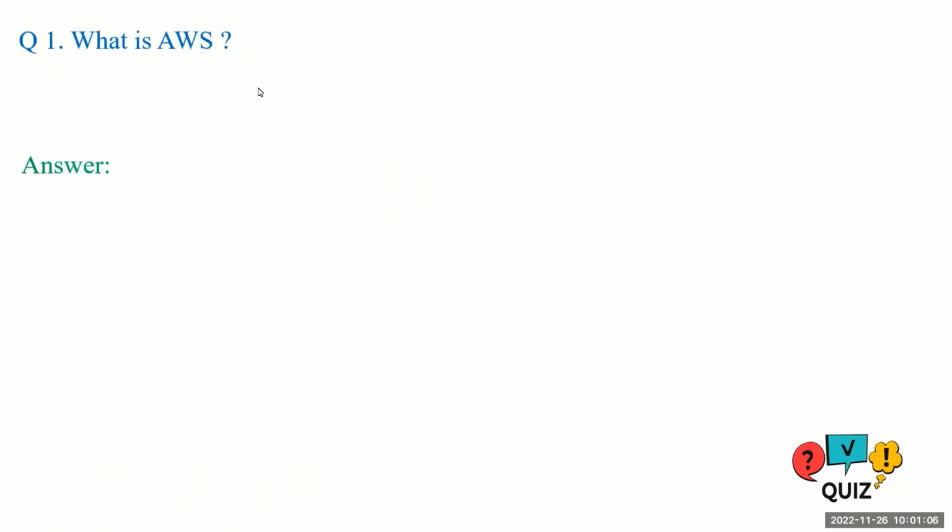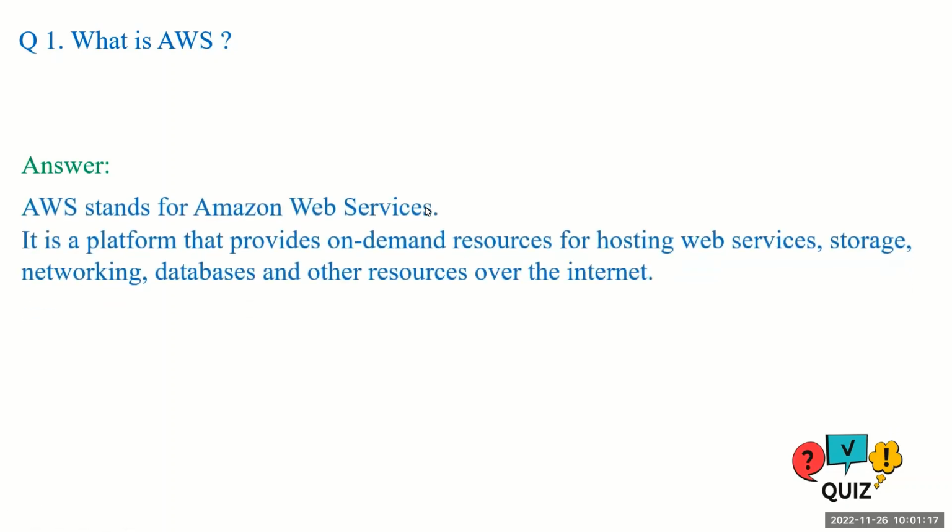So the first one is, what is AWS? Amazon Web Services. Okay, that's good. So the answer is AWS stands for Amazon Web Services. It is a platform that provides on-demand resources for hosting web services, storage, networking, databases, and other resources over the internet. That's good. So we will move on to the second one.